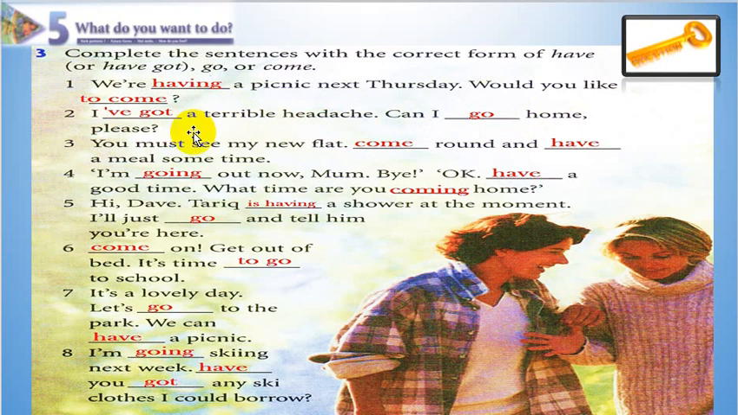Okay. You must see my new flat. Flat means apartment. You need to know whether it is American English or British English. Flat means apartment. Okay. Come round and have a meal sometime. Come around means come to visit me, and have a meal is also an expression meaning to eat a meal, sometime.